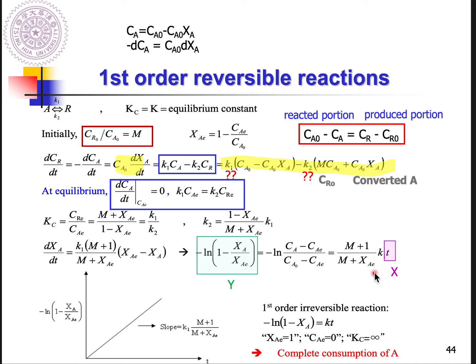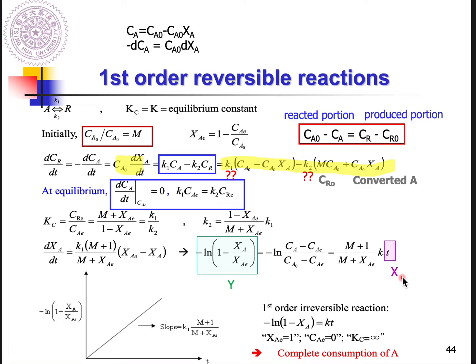this value. And as you know, we know the m, right? Because m is the ratio of the initial concentrations, CR0 and CA0, so you can get XAE based on this analysis. And this is the solution for the first order reversible reaction.